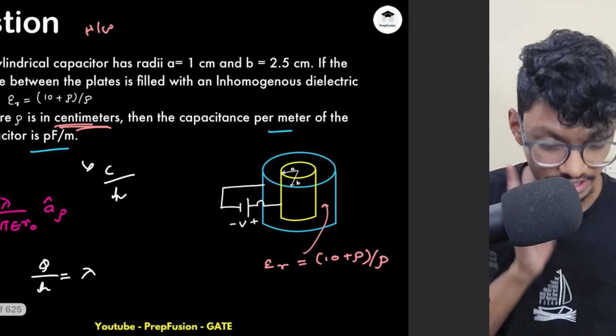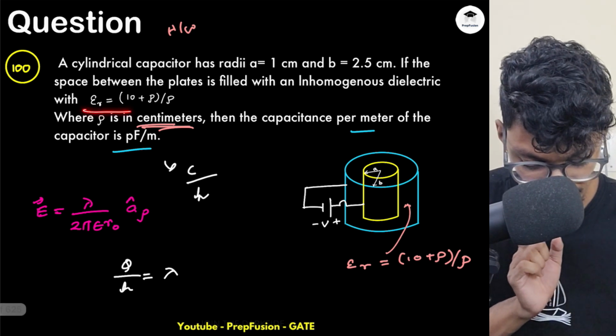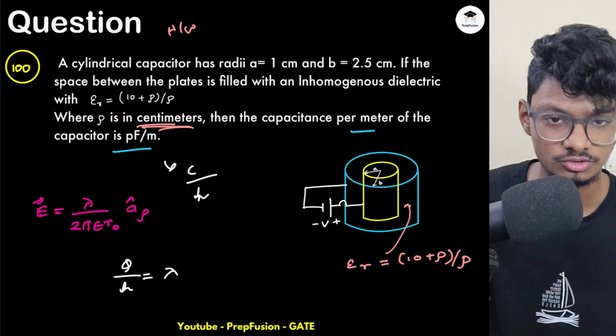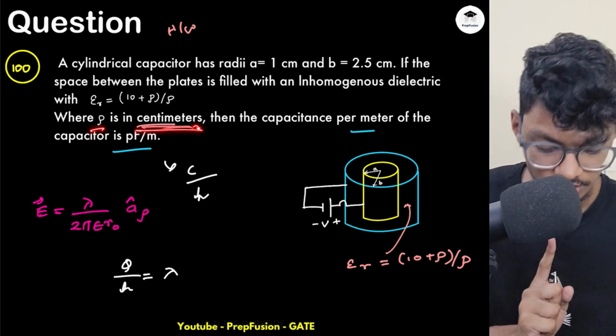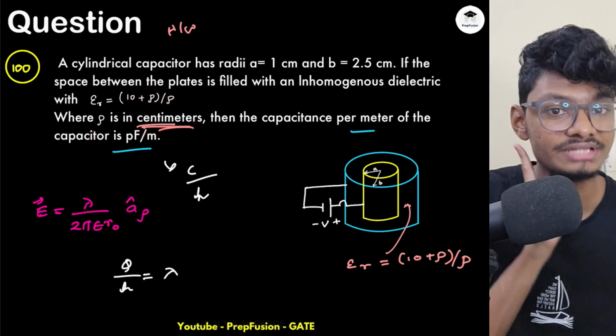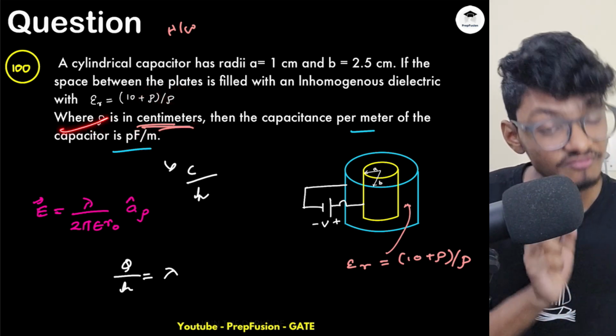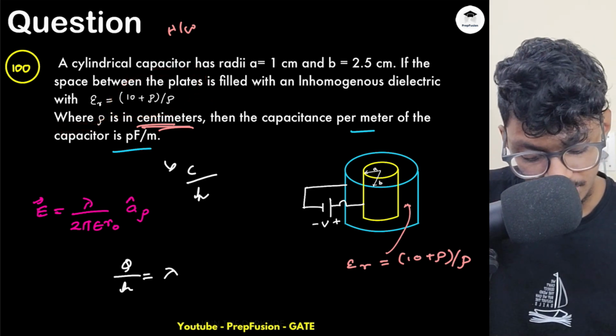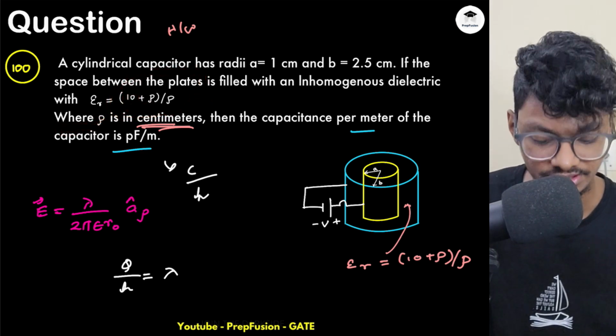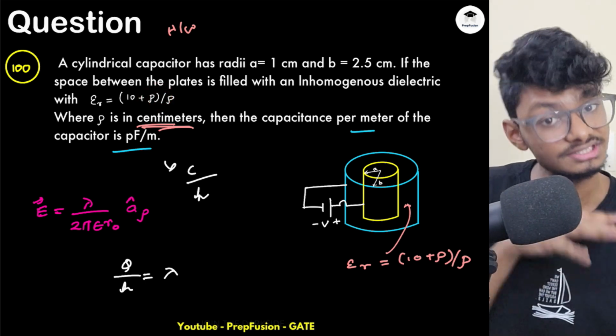Now here very important, another important point is this, whatever expression is written, epsilon r equals 10 plus rho divided by rho. Just remember this thing, they have mentioned rho is in centimeters. So whatever you put here, that should be centimeters, not meters, because they have defined it such. They have defined as such that 10 plus rho means this 10 is also in centimeters, this rho is also in centimeters. That is a definition.